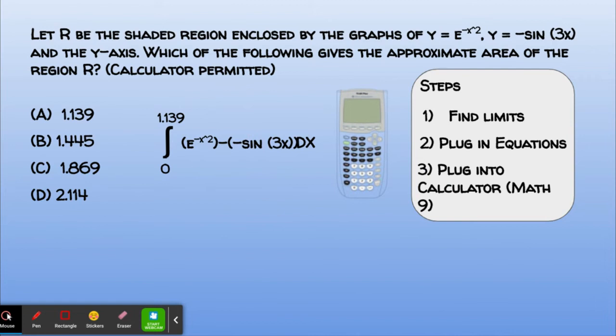Next, we plug this into our calculator using Math 9. Make sure you have all the correct parentheses and double check all the numbers to make sure none of them are incorrect. When you plug this in with Math 9, you should get 1.445.